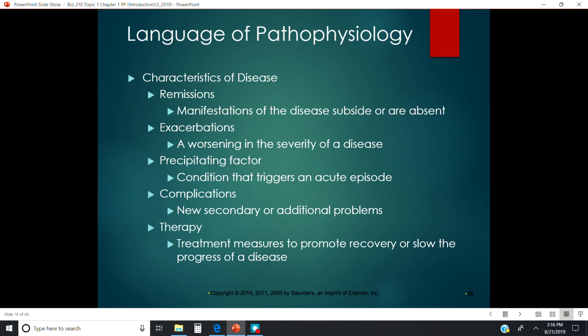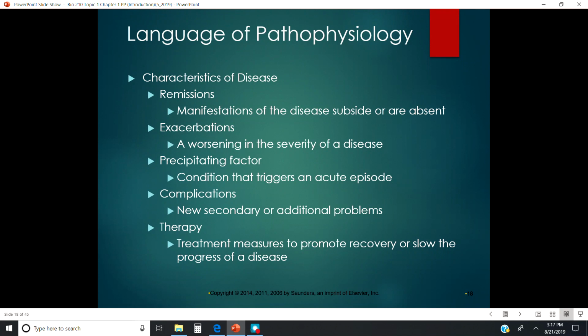Some other terminology related to characteristics of a disease. Remissions. In some diseases, the patient will all of a sudden have manifestations get better. They'll subside or even go away. So that period of time, hopefully it's permanent, but even if it's for a short period of time, would be known as a remission. Opposed to an exacerbation, this is a worsening of the manifestations. The patient may feel a little bit worse.